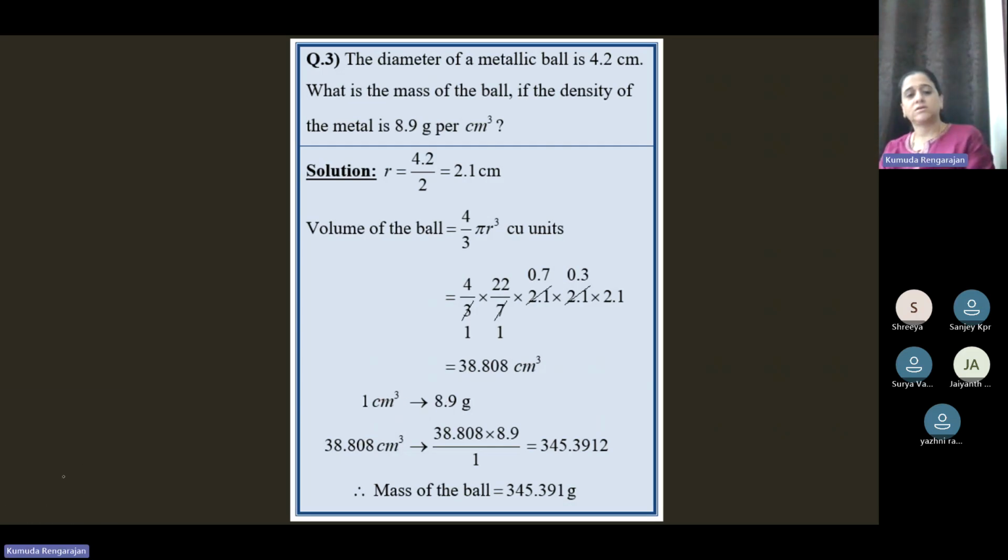So it is 38.808 into 8.9 divided by 1. When you multiply this, you get this one and you can round it off. So this is the mass of the ball.